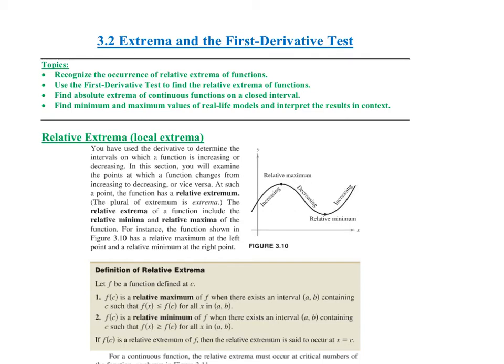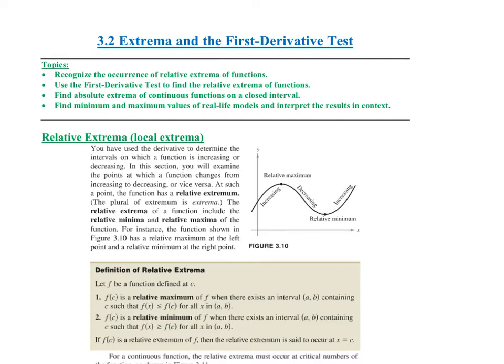Section 3.2 is about extrema in the first derivative test. So what are extrema? Well, we call them extrema, and this book uses the word relative. I've also seen the word local used, so you might hear me say local or relative interchangeably. An extrema is a highest point or a lowest point within a given interval. So that's the formal definition of a relative maximum and a relative minimum.